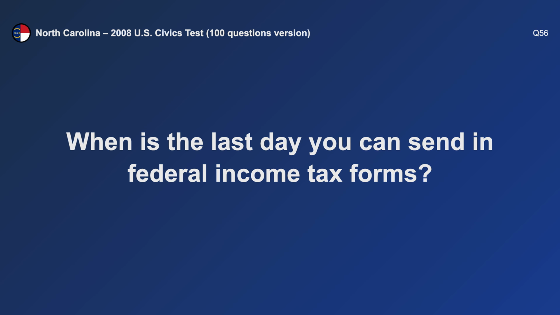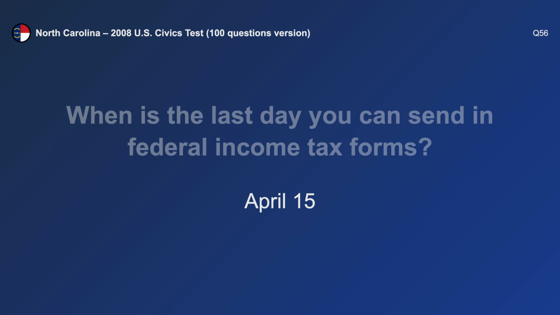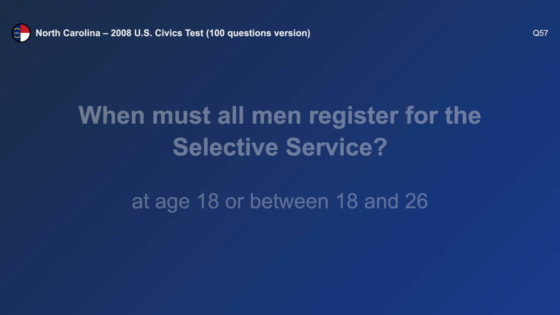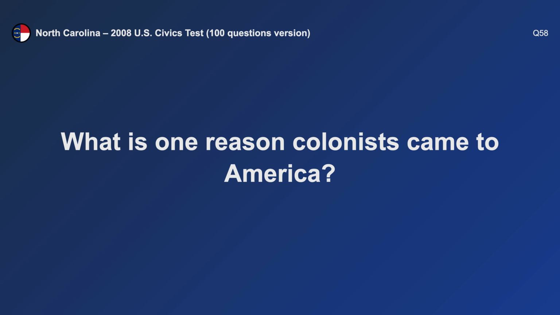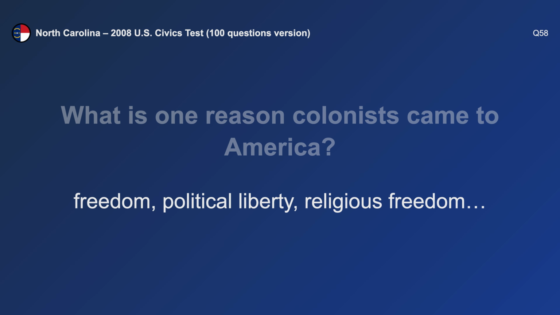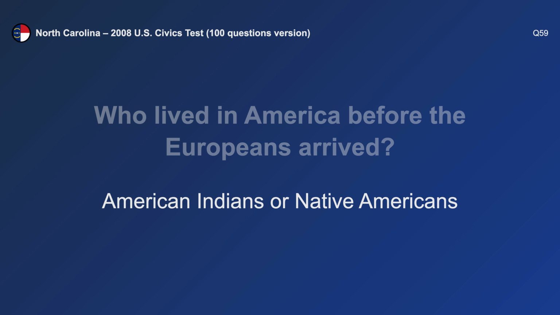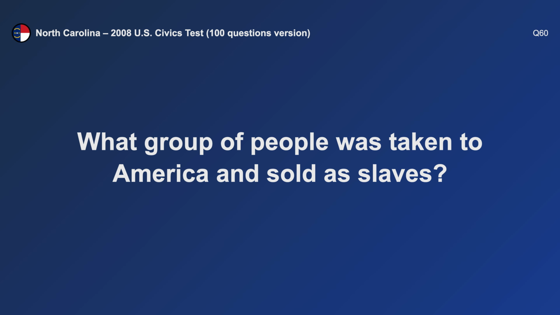When is the last day you can send in federal income tax forms? April 15th. When must all men register for the Selective Service? At age 18. What is one reason colonists came to America? Freedom. Who lived in America before the Europeans arrived? Native Americans. What group of people was taken to America and sold as slaves?